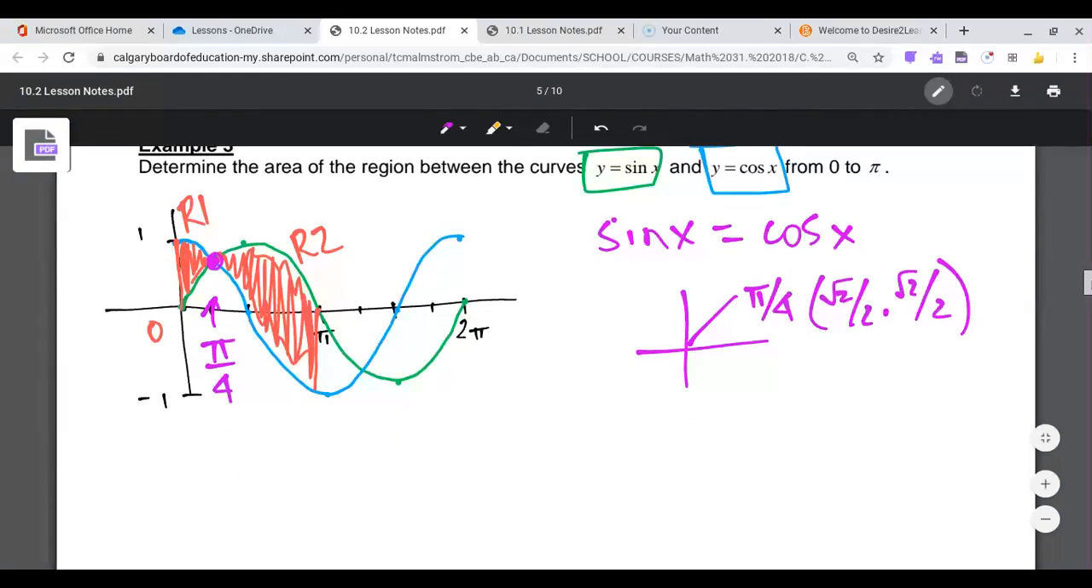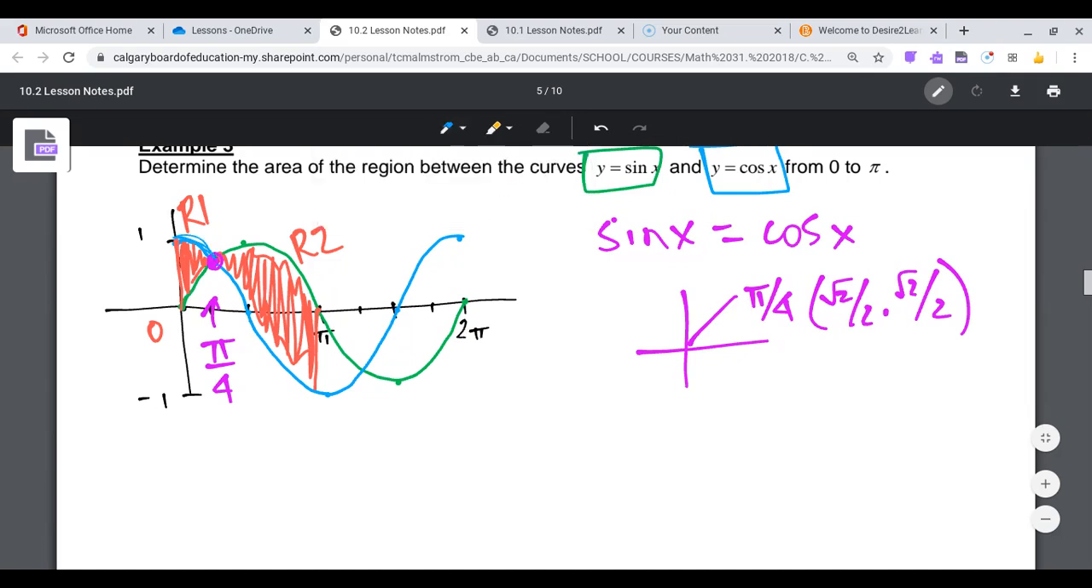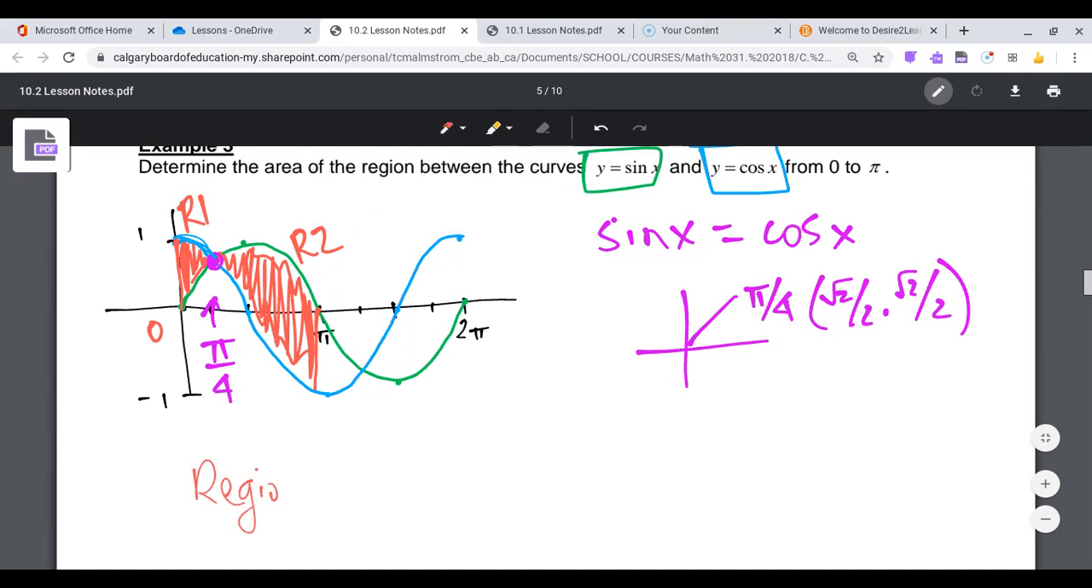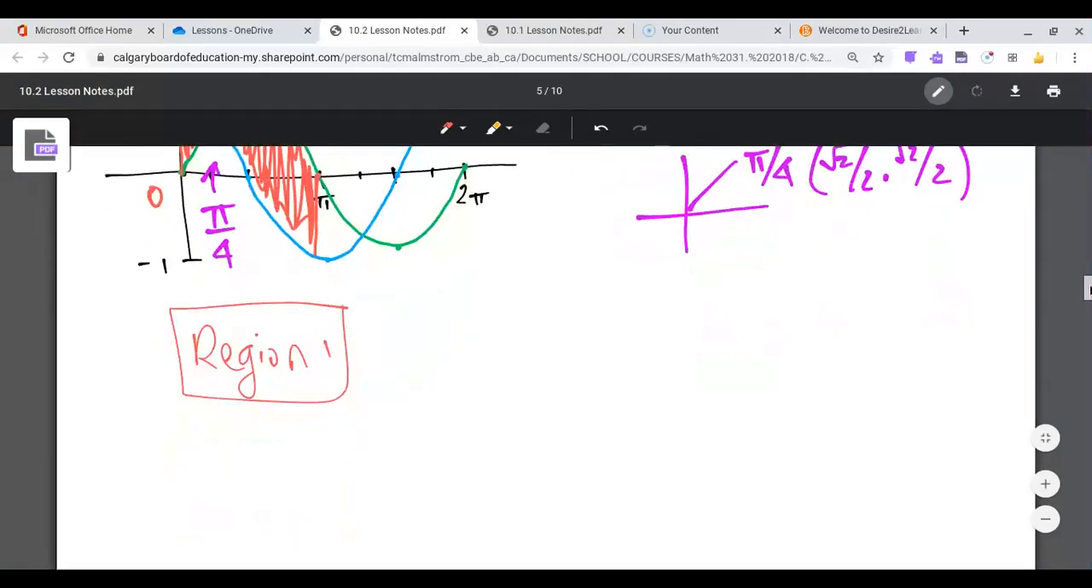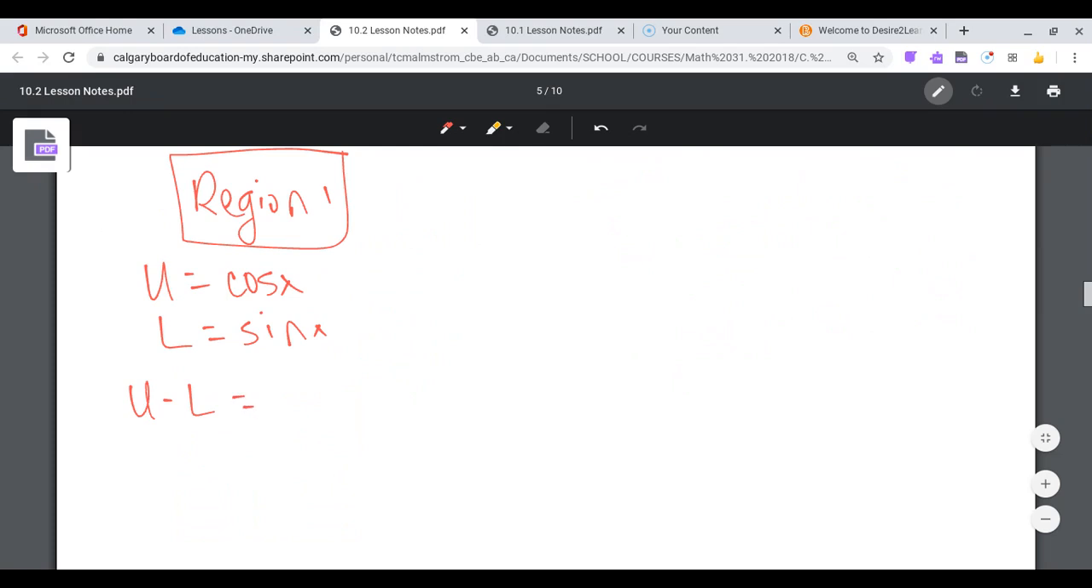Okay, so in region number 1, who is the upper? In region 1, the upper graph is cos. So I'm going to split these into two again. So we've got region 1, and the upper is cos. Upper is the cos graph, and the lower is the sine graph. So upper minus lower is cos minus sine. That's region 1.